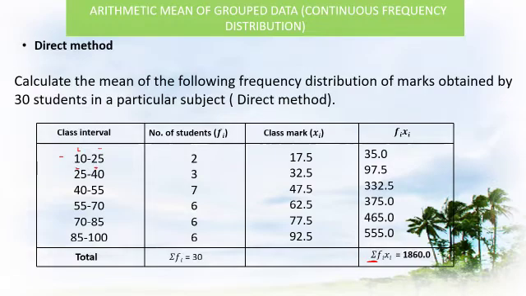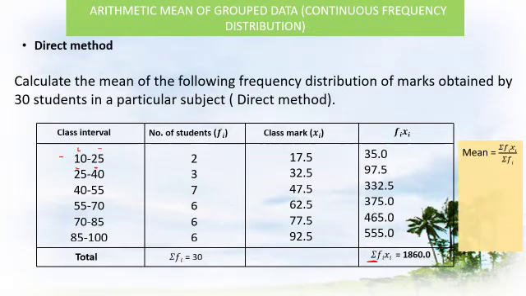Sigma is an enlarged capital Greek letter. It is used to denote the sum of values of variables. Now the formula to find the arithmetic mean: x bar is equal to the sum of fi xi upon the sum of fi, or sigma fi xi upon sigma fi. Now substitute the values. 1860 divided by 30, where 30 is the sum of all the frequencies. 1860 divided by 30 is equal to 62. Therefore, the arithmetic mean is equal to 62.